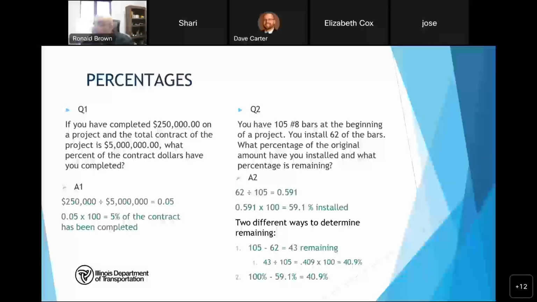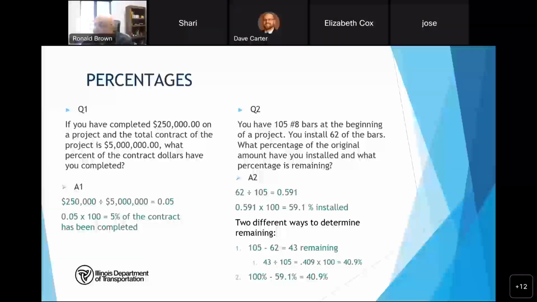So you would divide 62, which is what you've installed, by the 105, which is your total. That equals 59.1% of the number 8 bars have been installed. A couple different ways to determine this.